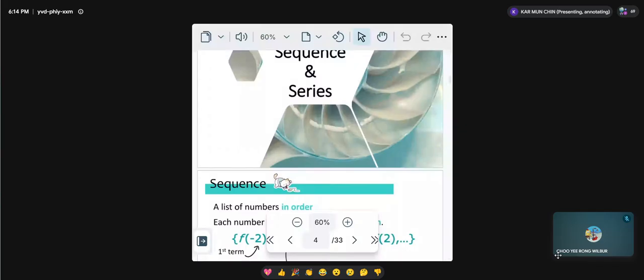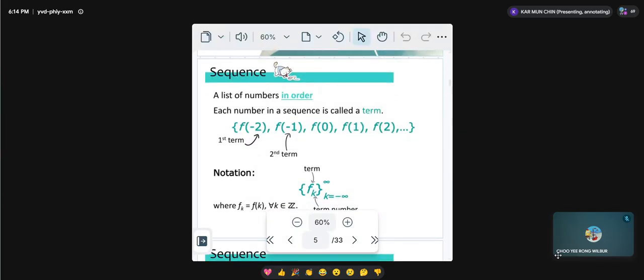So what is a sequence and series? A sequence is a list of numbers in order. Each number in the sequence we call a term. So you can see it starts from -2, -1, 0, 1, 2. This is a sequence. It is in order.